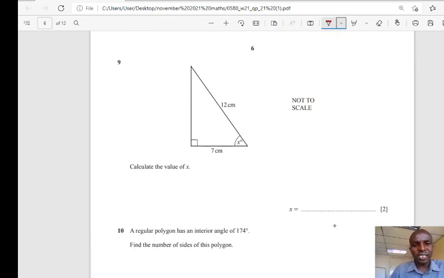Next question, number 9. Calculate the value of x. This one is a right angle triangle. To solve right angle triangles, use SOHCAHTOA or Pythagoras. SOHCAHTOA is like this.